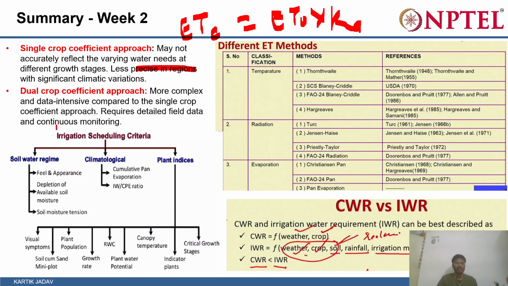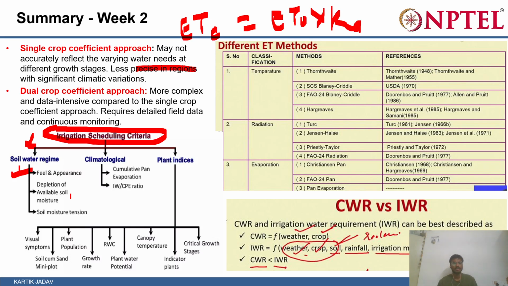So these are the irrigation scheduling criteria, right? The first is based on the soil water regime, which means soil moisture content. Based on soil moisture content, by the feel and appearance, you decide that water is now not enough for the plant, and you irrigate. Then you check the depletion of available soil moisture with certain instruments or the direct and indirect methods that we have looked over. Then you have a climatological approach, in which again you have different methods that are widely used. And finally, plant-based indices.